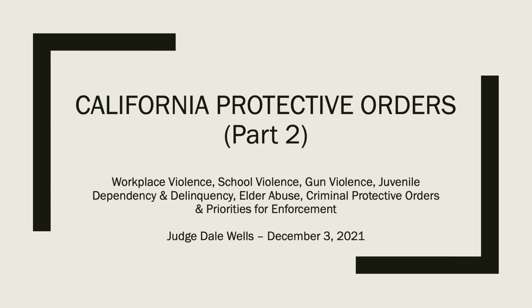Well, in our second session, we're going to talk about lesser-known orders. Orders pertaining to workplace violence, school violence, gun violence, juvenile dependency and delinquency orders, elder abuse, criminal protective orders, and then we're going to talk about how they all fit together and what are the priorities for enforcement.